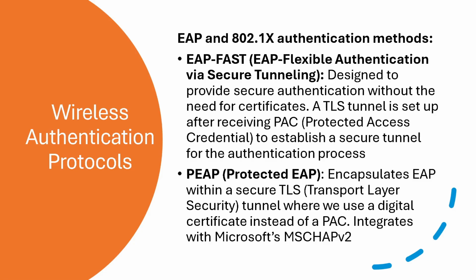EAP and 802.1X authentication methods. EAP-FAST, or EAP Flexible Authentication via Secure Tunneling. Developed by Cisco, EAP-FAST is designed to provide secure authentication without the need for certificates. A TLS tunnel is set up after receiving the PAC, or Protected Access Credential, to establish a secure tunnel for authentication.